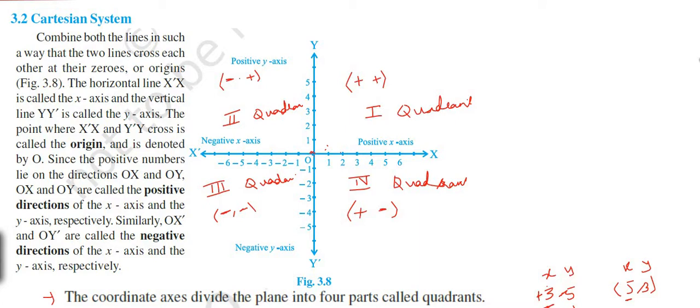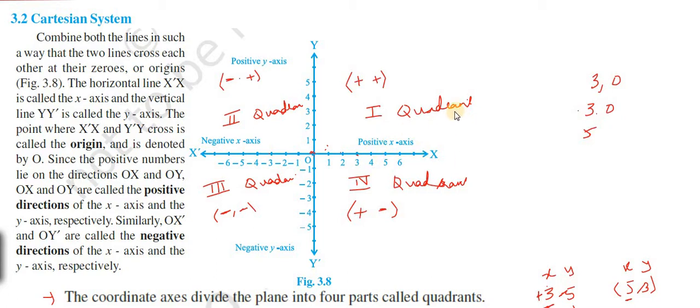Then they gave you (3, 0). In which quadrant does it lie? So 3 is here, and 0 means it doesn't rise up further, so it will not be in any quadrant. It is on the x-axis, on the positive x-axis. Suppose it is (-3, 0), then we can say it is on the negative x-axis. Suppose it is (5, 0), that is the positive x-axis.